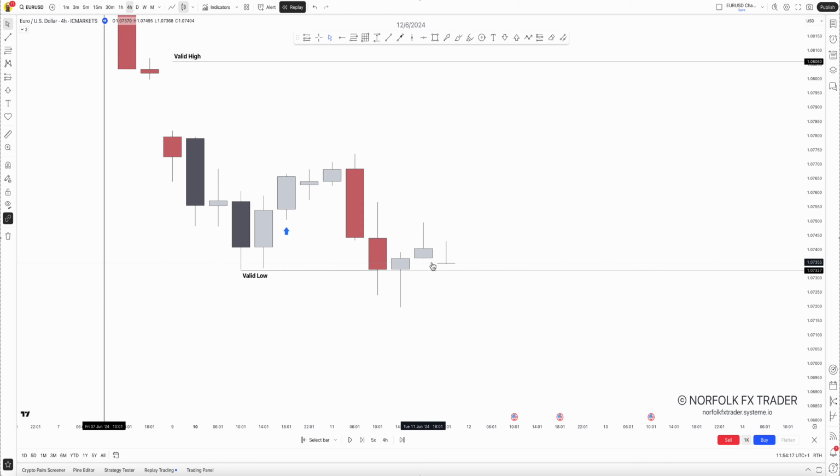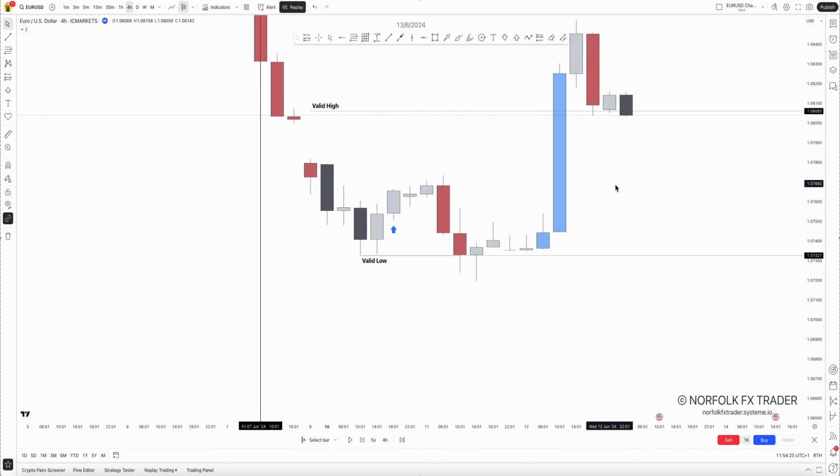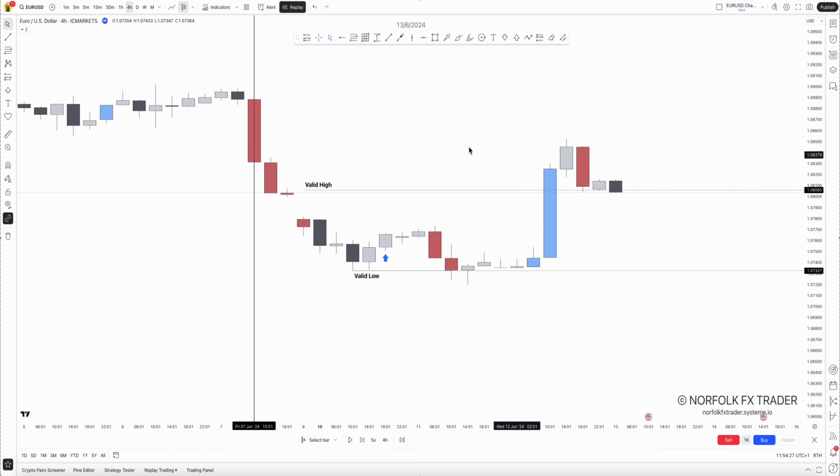You can see how quickly things can change. At one point we thought we were bearish there. Let's go forward a few more candles. And bam, there we go. Price pushes up to the upside instead. So at this point, we were looking at this as a potential area to sell from, and we've just gone straight higher. This is our current valid high at the moment.